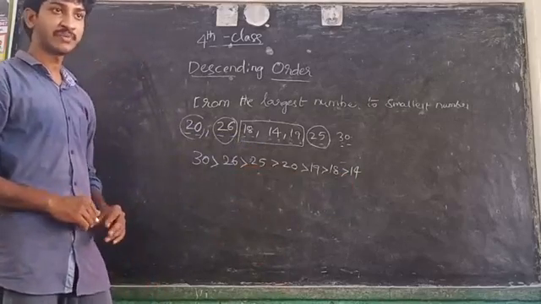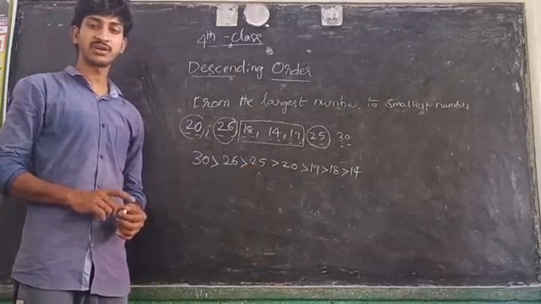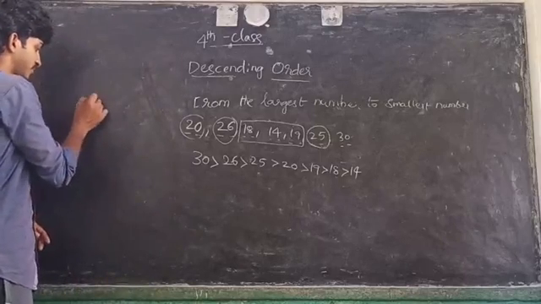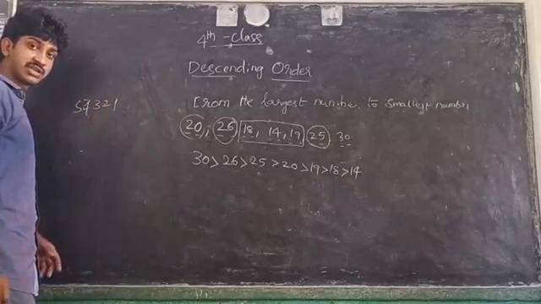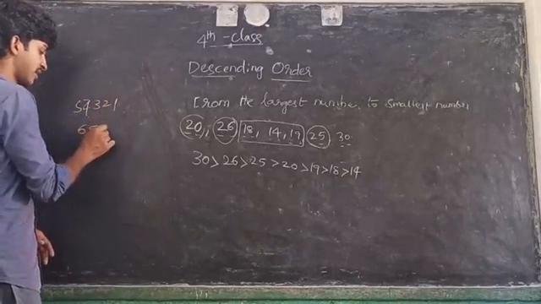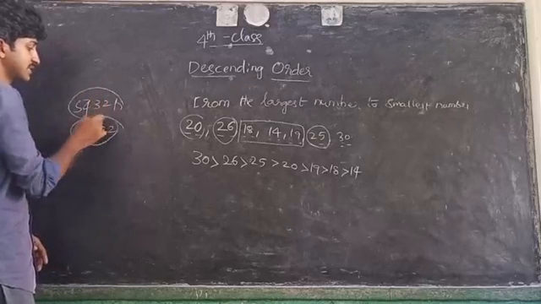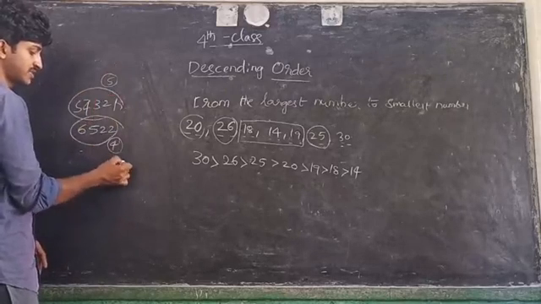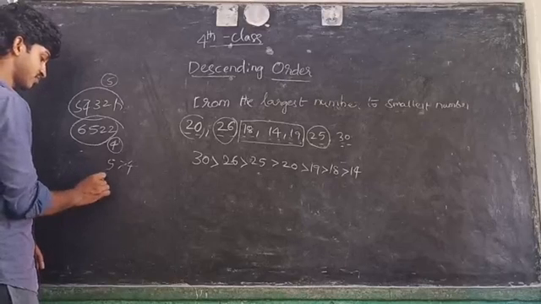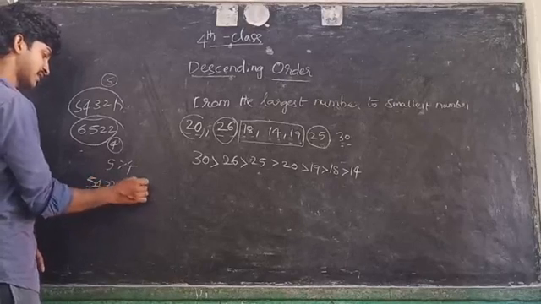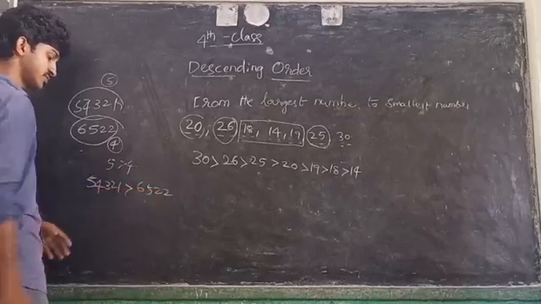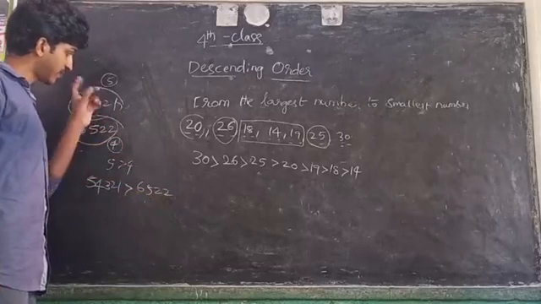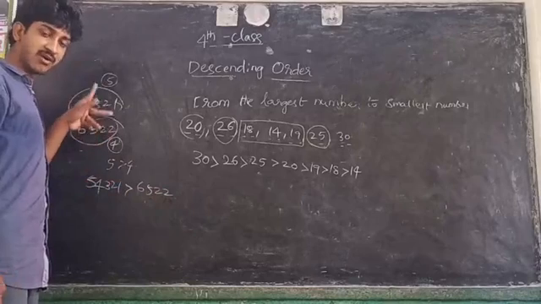One thing we have to remember is which number has the highest number of digits, then that number is the greatest number. See here, 54,321 and 6,522. Which number is greatest? In this number we have 5 digits and in this number we have 4 digits. So 5 is greater than 4, then 54,321 is greater than 6,522.